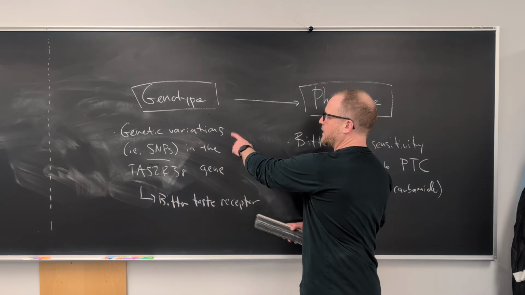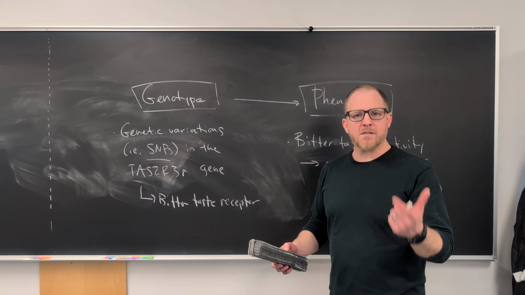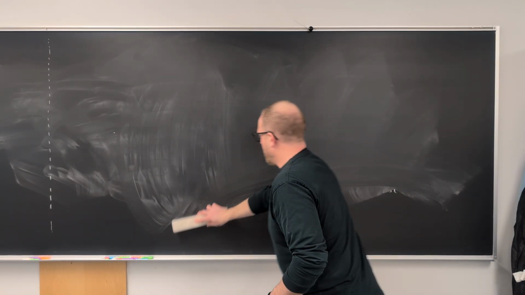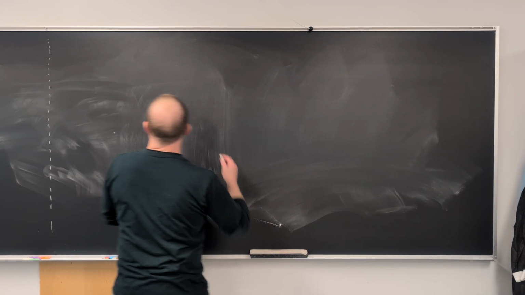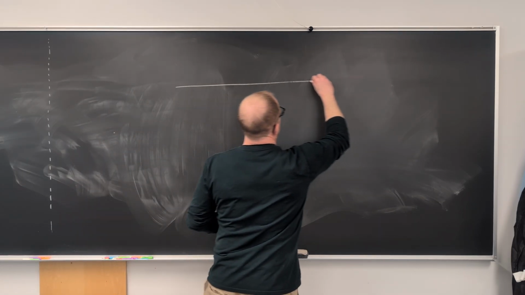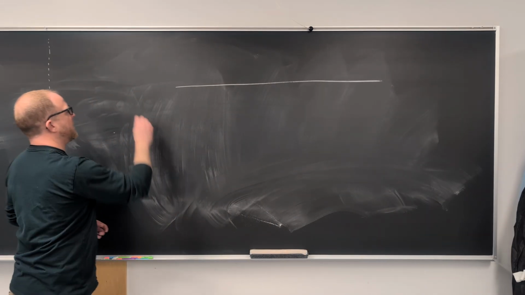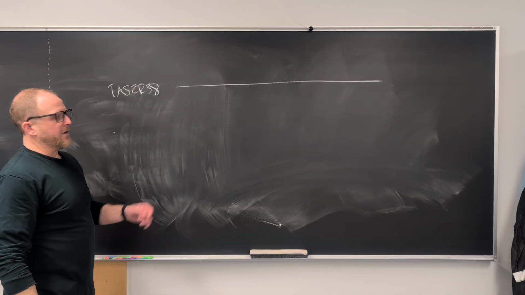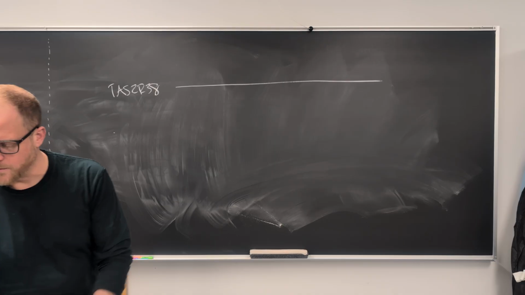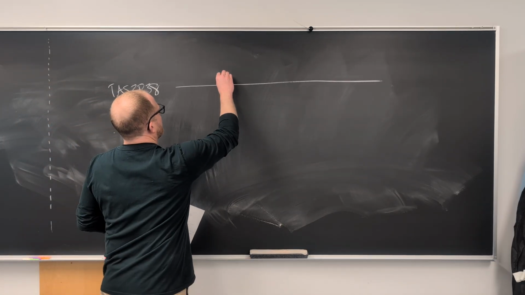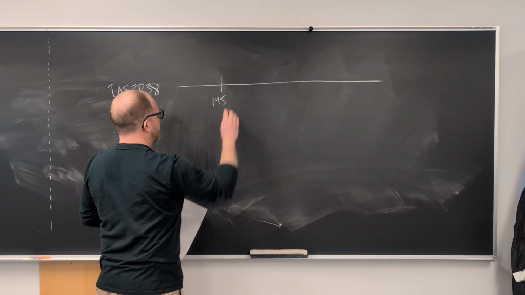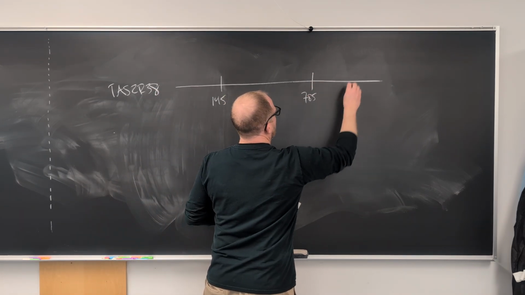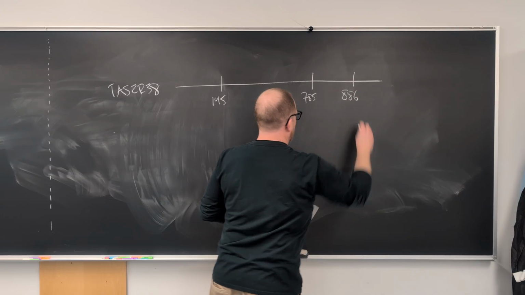What I want to do now is focus more on these genetic variations, the SNPs in this gene. This right here is the TAS2R38 gene sequence. There are 3 SNPs in this gene that we're going to be investigating. The first one is right here at nucleotide 145. There's another SNP at nucleotide 785, and the last one is at nucleotide 886.